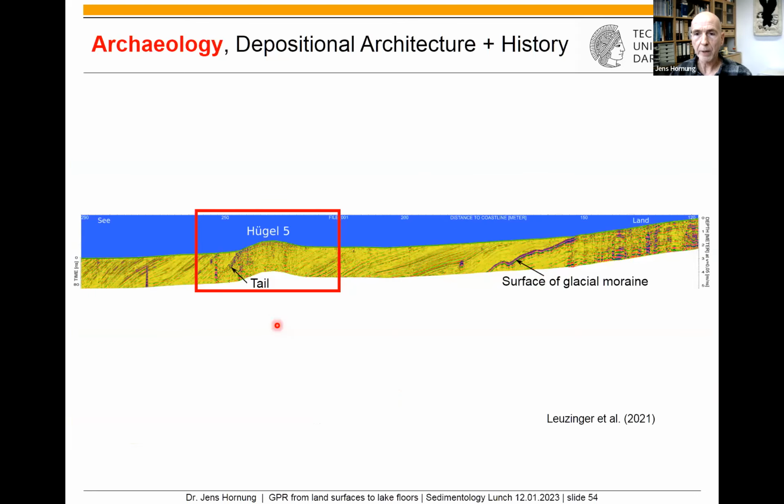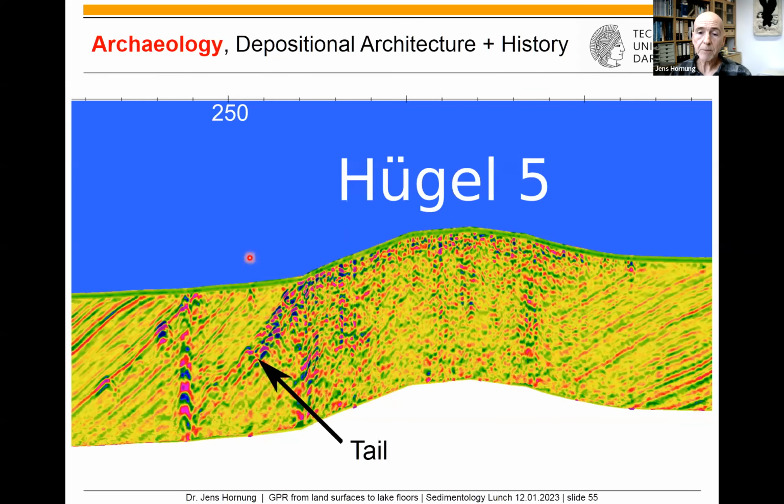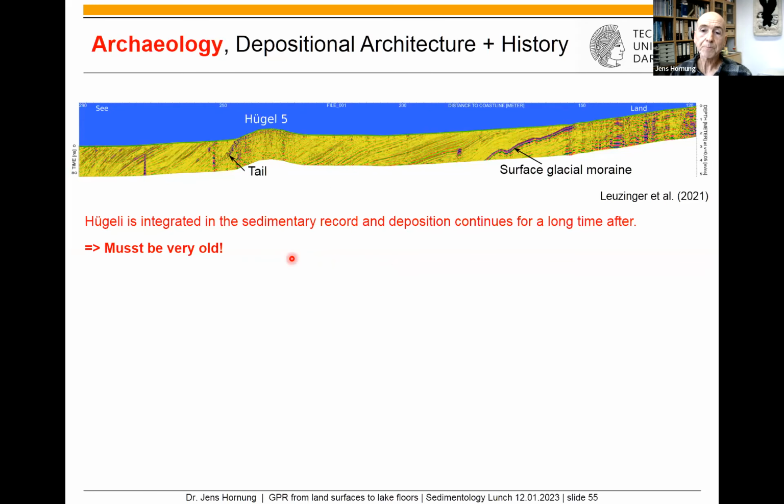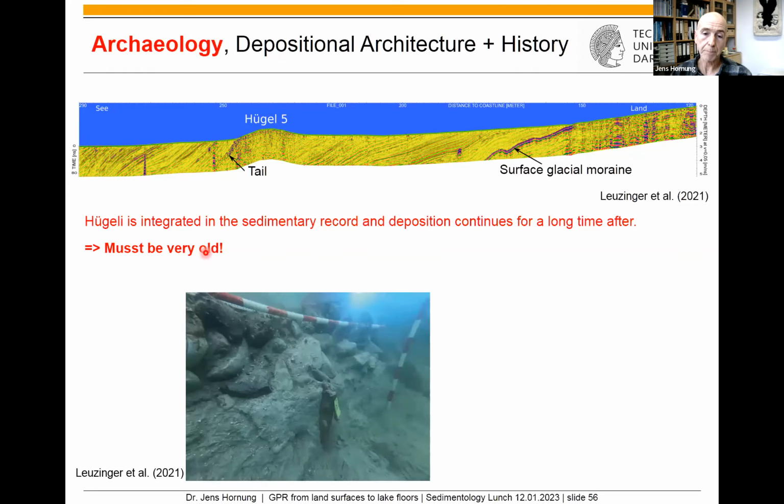And then if I go back, the sedimentation continued here for quite a long time after the hügeli was destructed or destroyed. So this was amazing results, and therefore we could state that the hügeli was definitely an archaeological phenomenon, and it was integrated in the sedimentary record. And because the sedimentation continued, it must be very old, so at least prehistorical time.